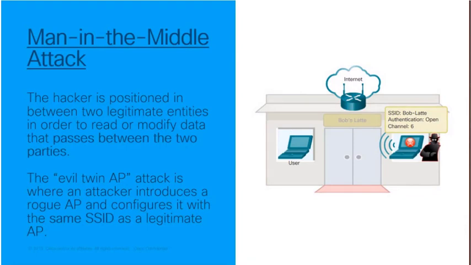With a man-in-the-middle attack, a hacker is going to position themselves between two legitimate entities in order to either read or modify the data that passes between those two entities. Now, there are many ways that a man-in-the-middle attack can be created. A popular way is to use the evil twin access point attack. This is where an attacker is going to introduce a rogue access point. They're going to configure the rogue access point with the same wireless SSID as a legitimate real access point nearby.